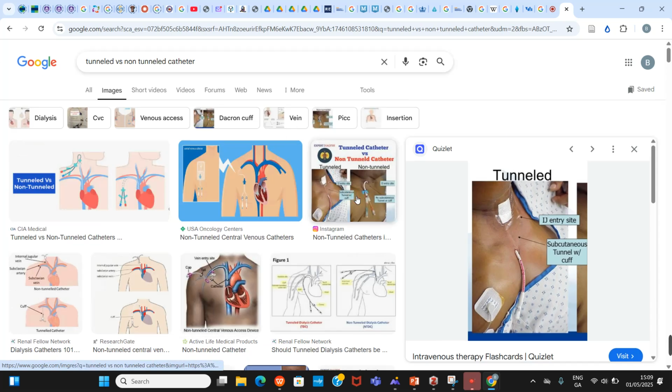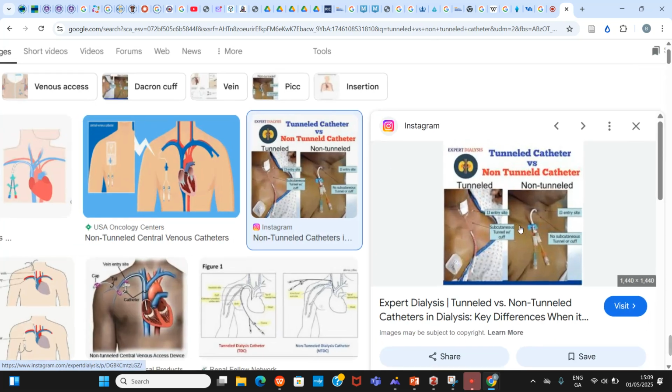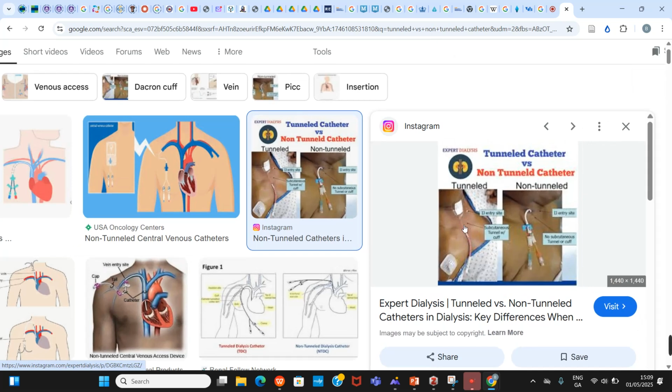So let's see. Yeah, this is a very good example. This is what I'm looking for. We can see that this one is running through the skin, tunneled through the skin. This one is outside. So this one has a higher chance of getting infected compared to this one.